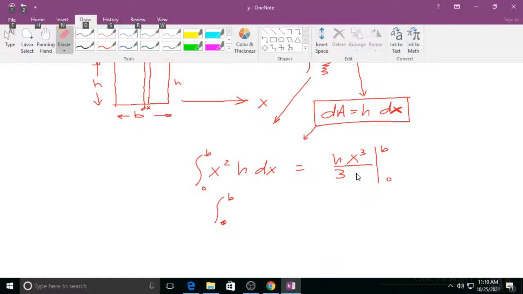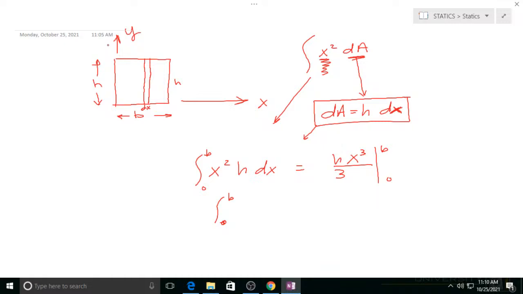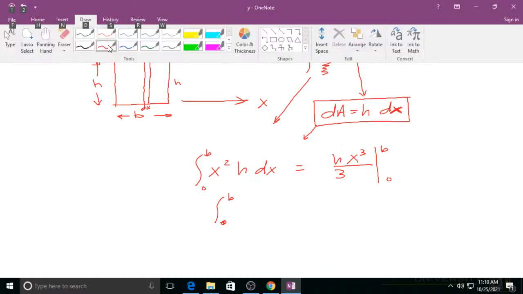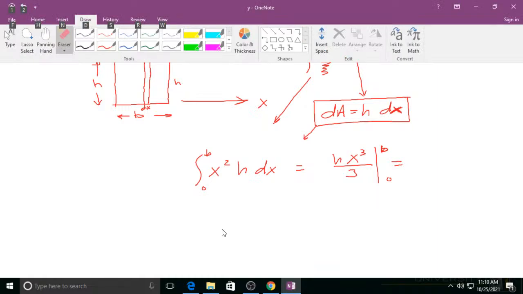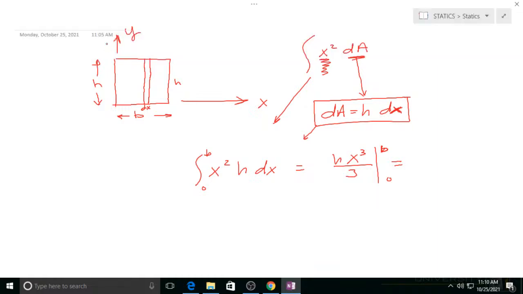You got h in the denominator that wasn't supposed to be there. That's a b. So, you end up with h b to the third over 3. That's a fairly easy integral.